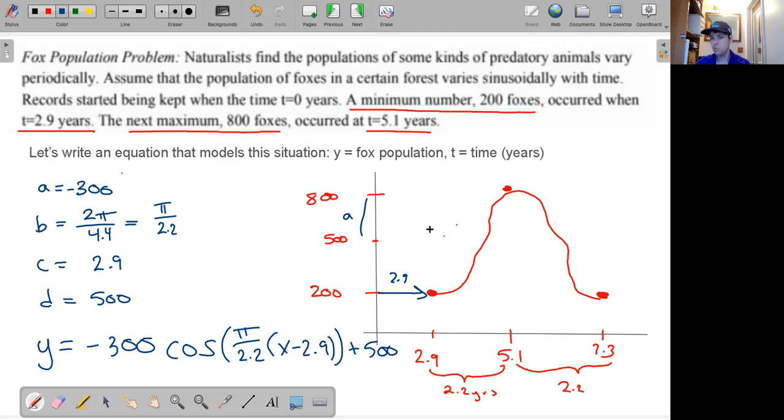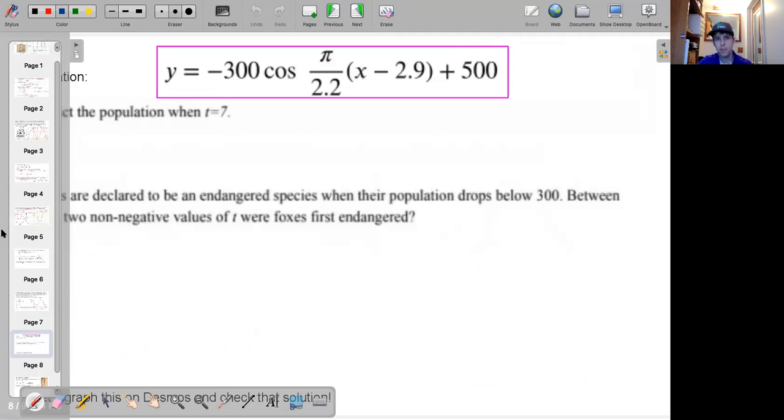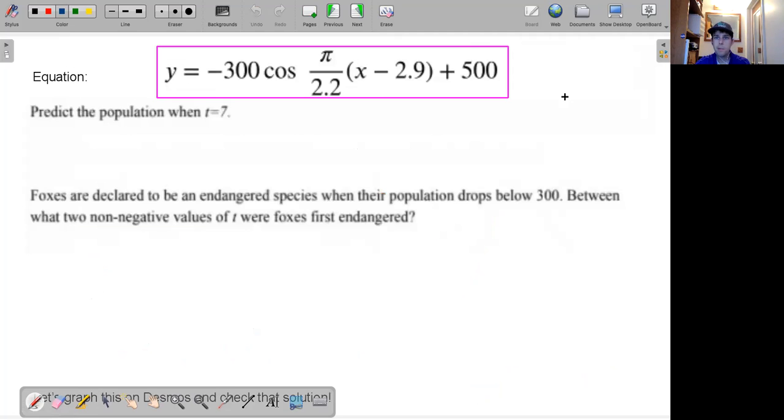Again, I didn't make a super detailed graph, just threw some numbers on there and approximated the scaling. That just doesn't matter. I'm just using it to help me figure things out for my equation. Let's go ahead and move forward and try to answer some questions about this particular problem. So here's the equation we just came up with. We can use the equation to predict the population at any given time. We'll just replace the time with our x variable in this case.